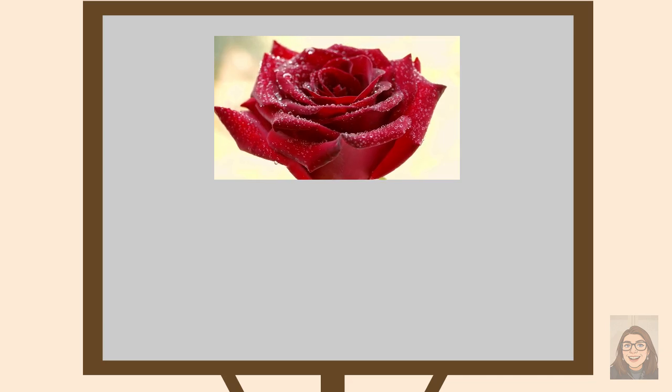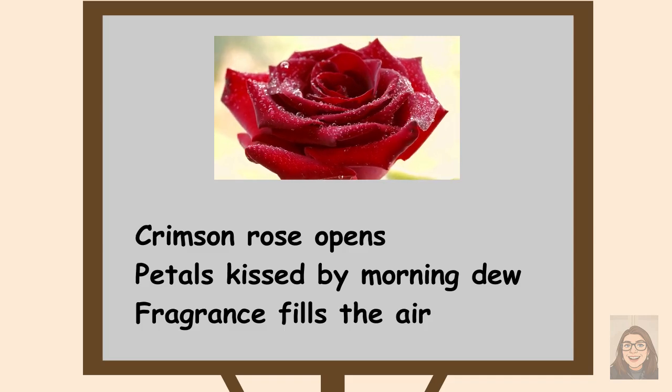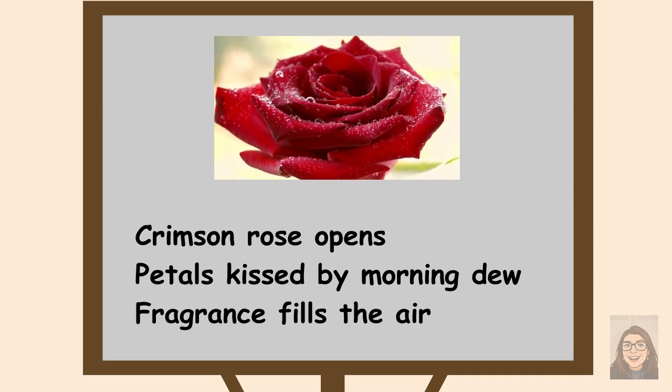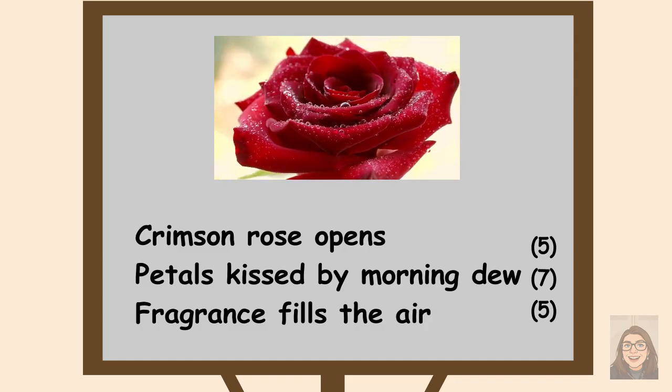Here is a haiku about a rose. Crimson rose opens. Petals kissed by morning dew. Fragrance fills the air. Again, the structure remains 5-7-5. The imagery helps the reader imagine the color, texture, and scent.